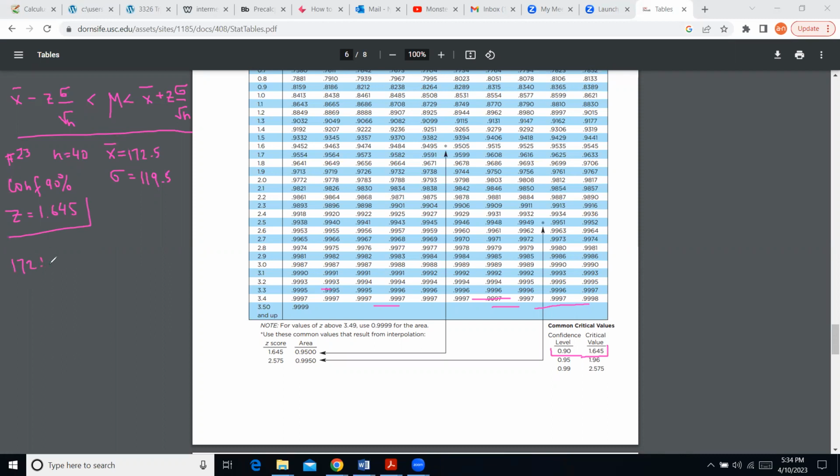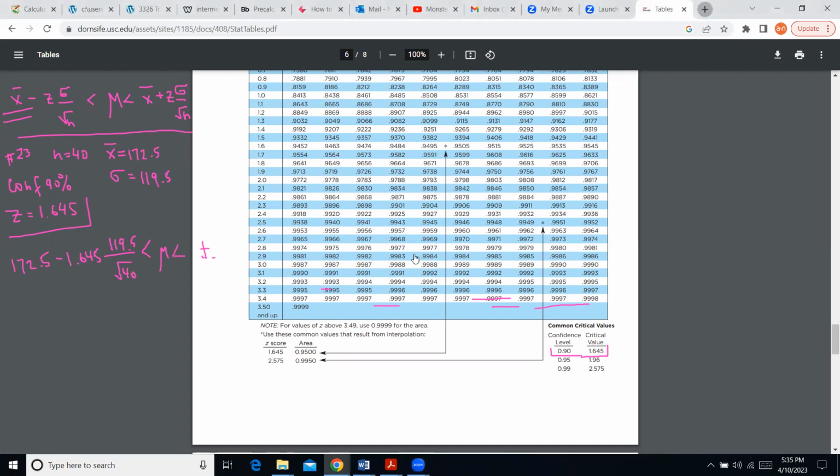So 172.5, I'm using this instead of the sample mean in the formula above. Then 1.645, which is also multiplied by a fraction with the standard deviation, 119.5, divided by the square root of 40. So that's the left side, and we already know that to get the right side, I just need to do pretty much the same thing, but a plus sign will be inserted. So let us do this.